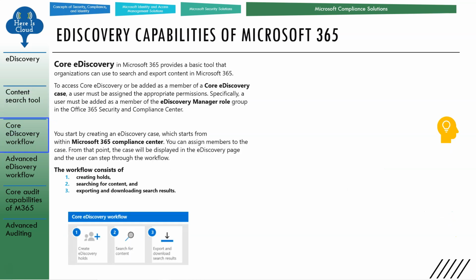Now, Core eDiscovery in Microsoft 365 provides a basic tool that organizations can use to search and export content in Microsoft 365. You can search it and you can export it. To access Core eDiscovery, or to be added as a member of Core eDiscovery, a user must be assigned the appropriate permission. Specifically, a user must be added as a member of the eDiscovery Manager role group.